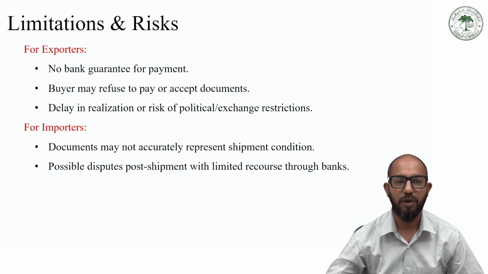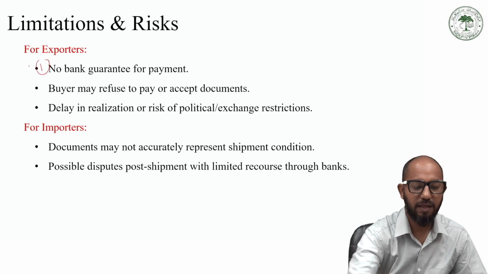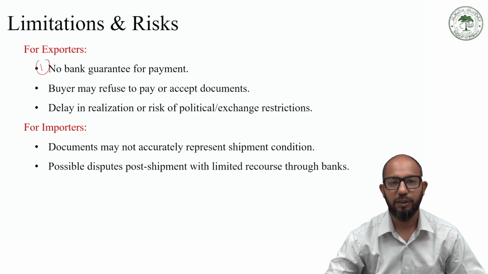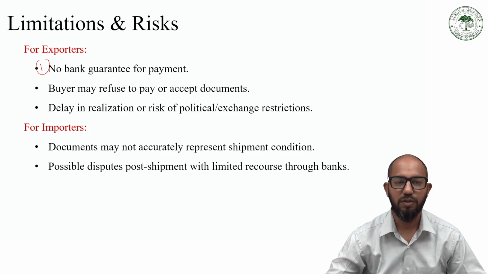Let us now try to understand the limitations and risks. For exporters, there are three major limitations. The first is no bank guarantee for payment. The exporters are always seeking security and minimization of risk, which means some kind of guarantee is required for them. However, if they use these means, then there is no bank guarantee for payment. Thus, at times, the exporters become skeptical of these documentary collections and may switch over to a letter of credit arrangement.